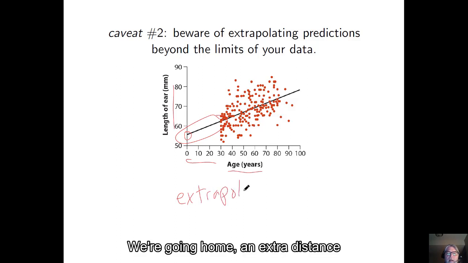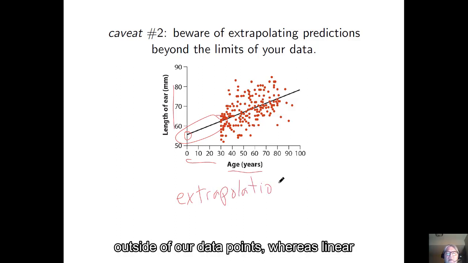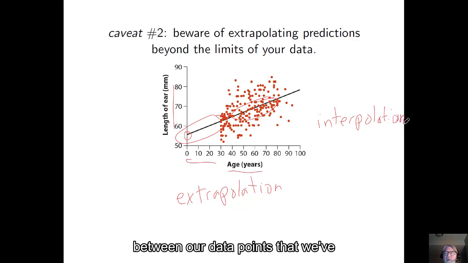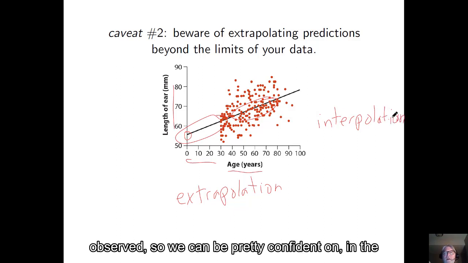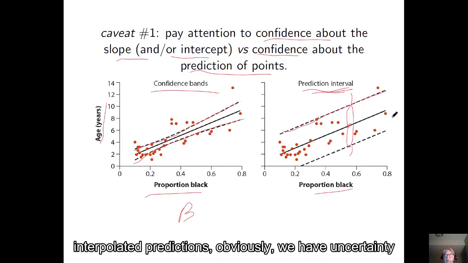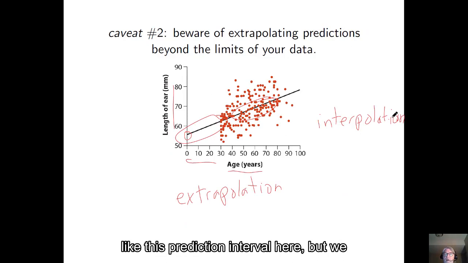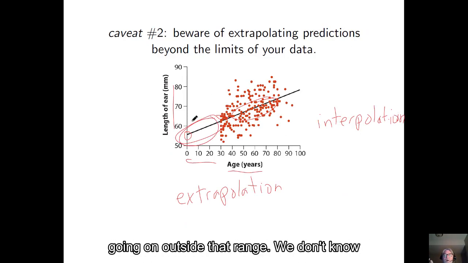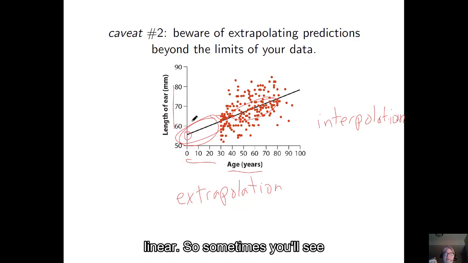We're going an extra distance outside of our data points, whereas linear regression is really good in interpolation, giving us predictions between our data points that we've observed. So we can be pretty confident in the interpolated predictions. Obviously, we have uncertainty like this prediction interval here, but we really don't have any statistical analysis of what's going on outside that range. We don't know that the relationship continues to be linear.